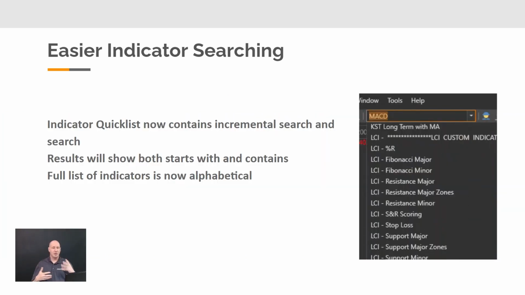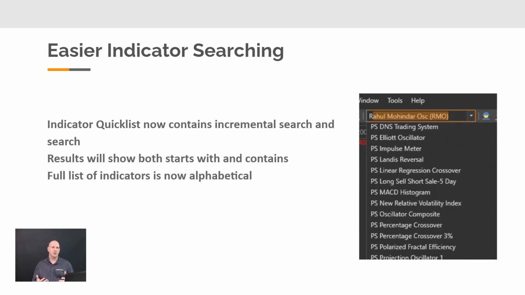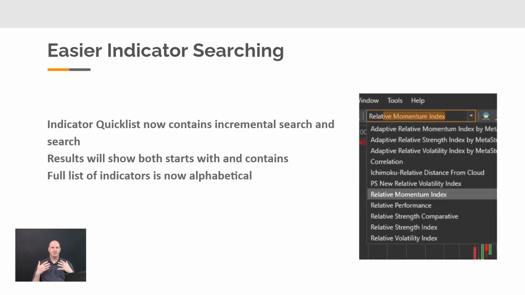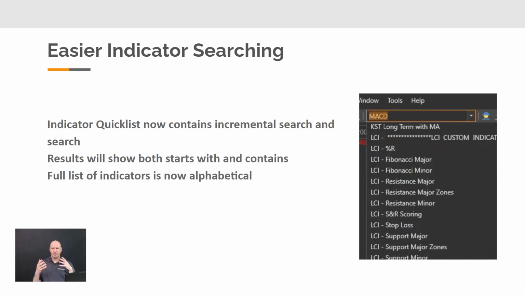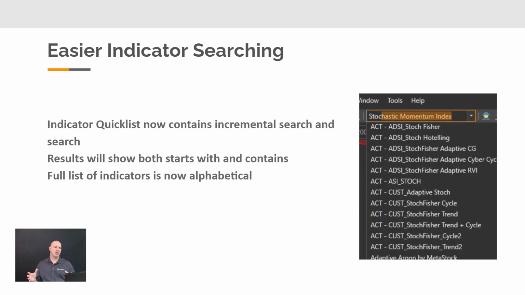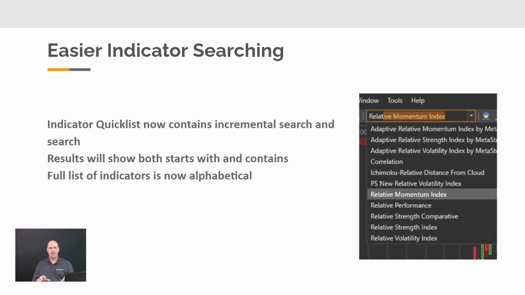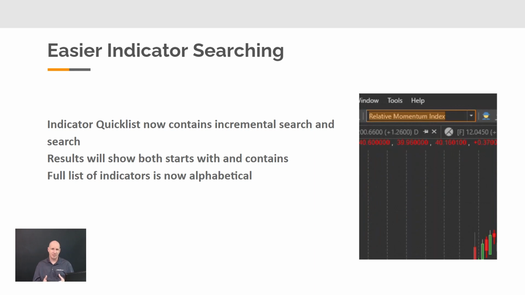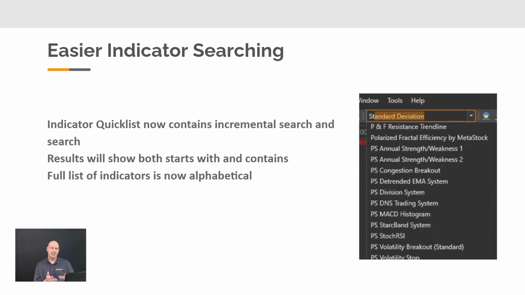Okay, now as we go through things here, one of the things that we've really tried to do in MetaStock is make searching and finding things much easier. Sometimes it would be difficult to find something, and that's no longer the case. Just about every aspect of MetaStock where you can look for something has a new search functionality built into it. And that's awesome because it'll make your life so much easier. The first one we're going to talk about here is easier indicator searching.